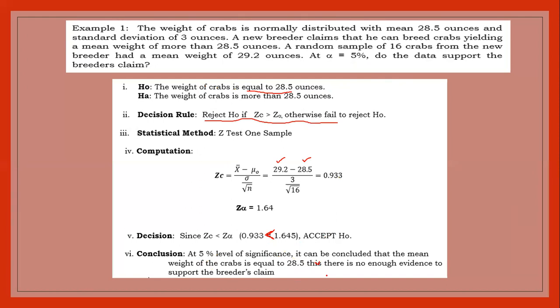Okay, so ibig sabihin, nagpakitang gilas lang sa inyo yung bagong supplier. Hindi naman talaga ganon kalalaki yung mga crabs niya. So this is very useful when it comes to decision making pagdating sa business. Okay? So let's move to t-test one sample.